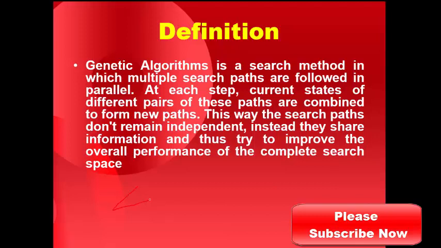It means that at each step, current state of different pairs of these paths are combined to form a new path. Suppose that we are here, we choose this path and we can form a new path from it. So this way the search paths don't remain independent. Instead, they share information and thus try to improve the overall performance of the complete search space.